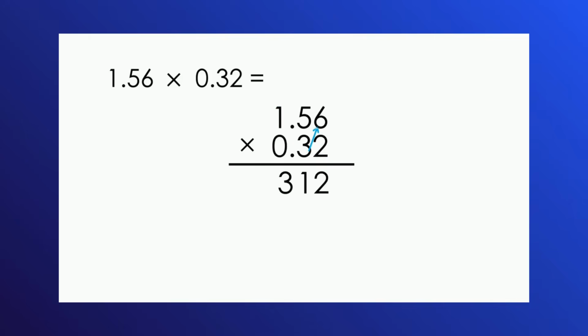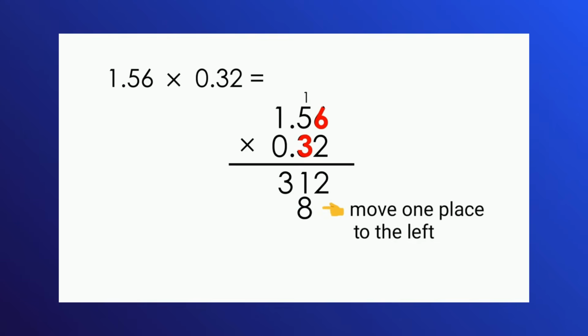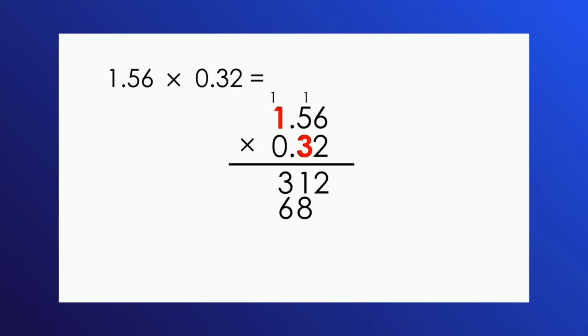Next, we multiply 3 to each digit in the multiplicand. 3 times 6 is equal to 18. Bring down 8 and carry 1. 3 times 5 is equal to 15, plus 1 is 16. So bring down 6 and carry 1. Last, we have 3 times 1 plus the carried number, which is 1. That's equal to 4. And since the next digit is 0, we can just stop from here.